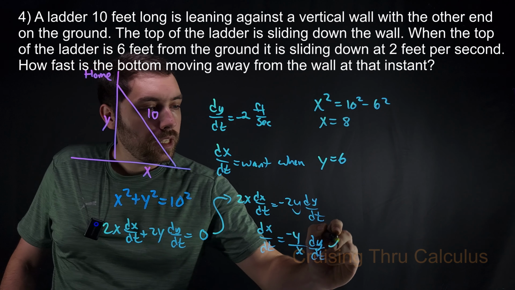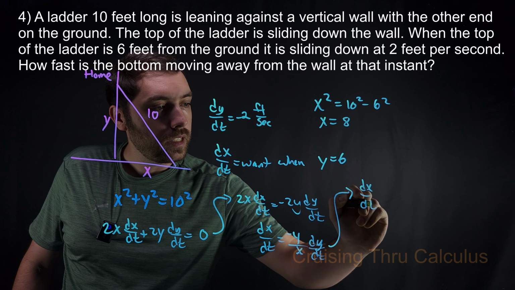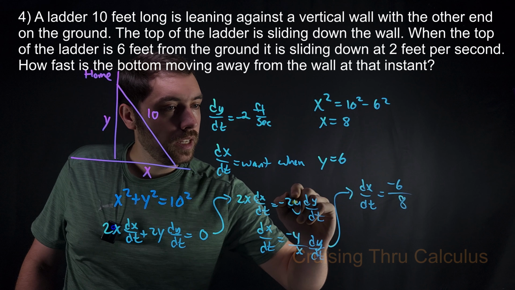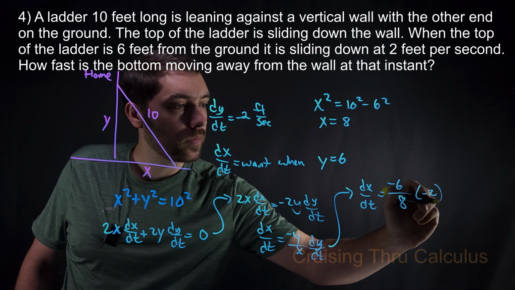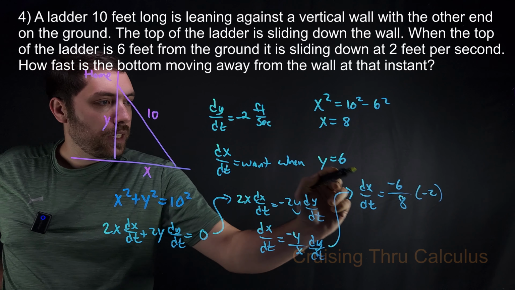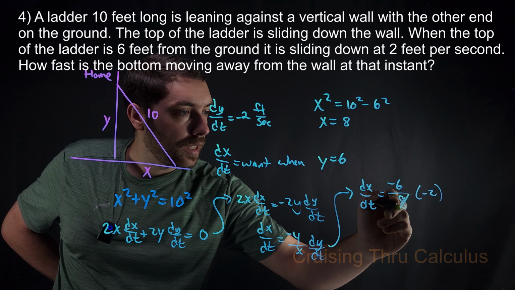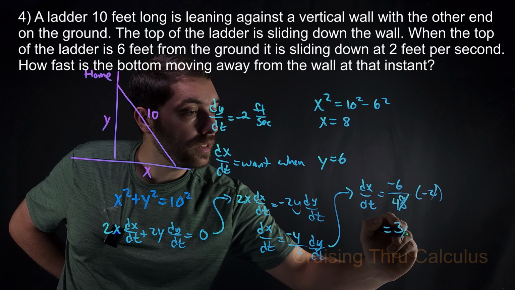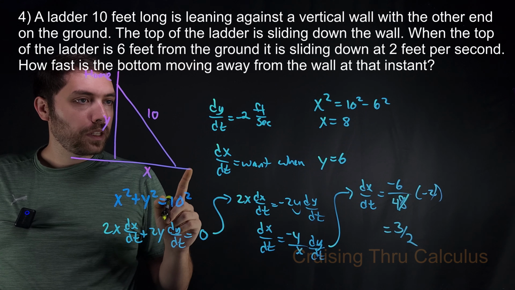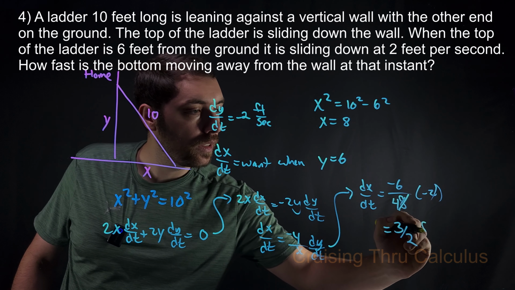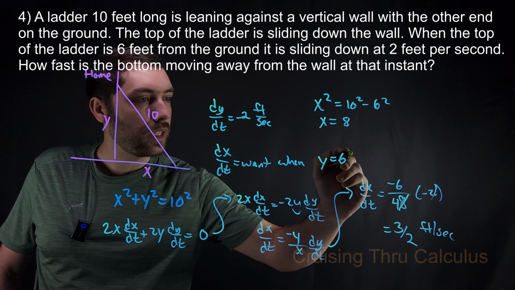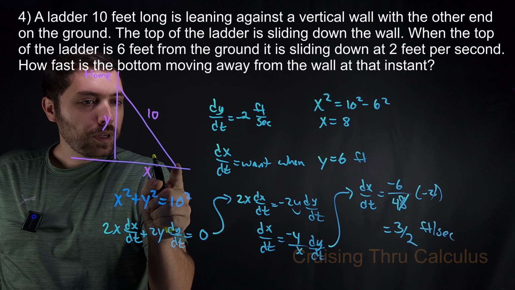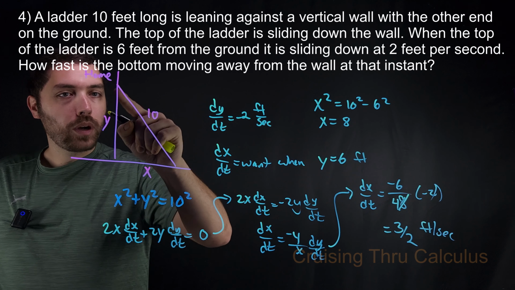We now have everything we need, and we can plug it in here. dx/dt is going to be negative y, so negative 6, over x, which we just figured out is 8, times negative 2. Okay, well, we have a negative times a negative, so that'll give us a positive. That means we'll get a 4 here, and then 6 over 4 is 3 over 2, positive. So it's going to be 3 over 2 feet per second here. Feet per second is going to be our final answer because we're measuring things in feet and seconds, and that is the rate at which the bottom of the ladder is moving away from the wall when y is equal to 6.